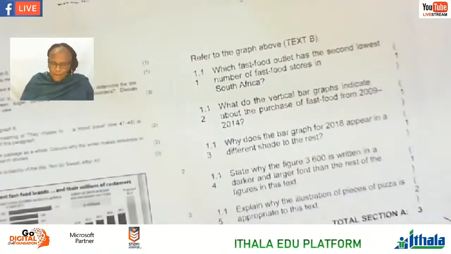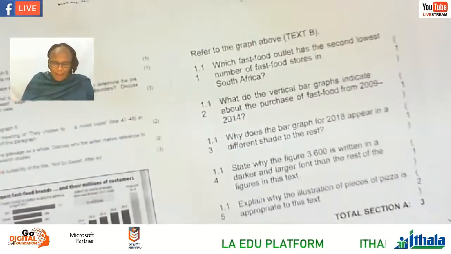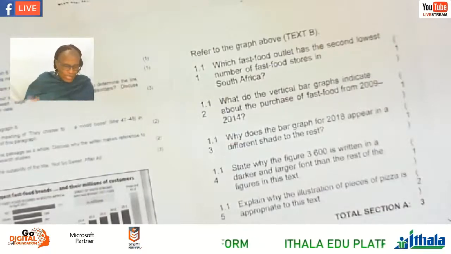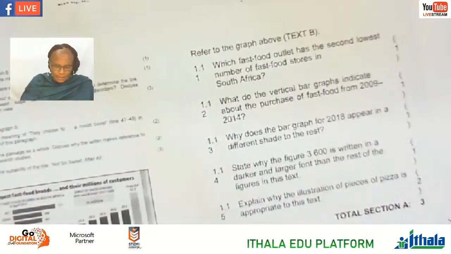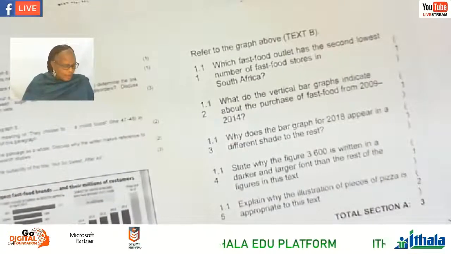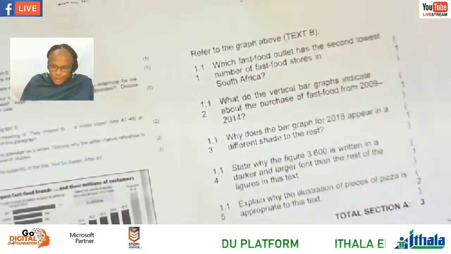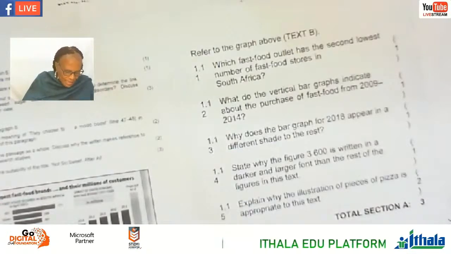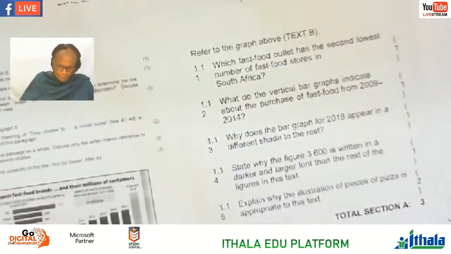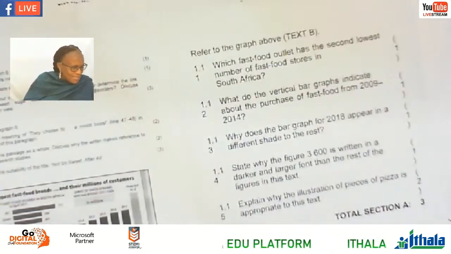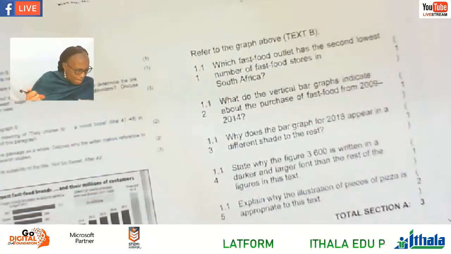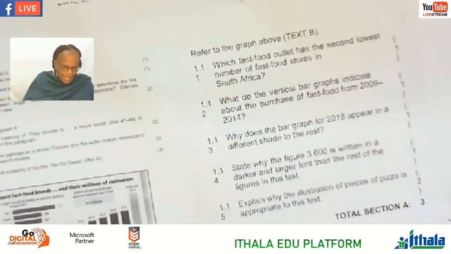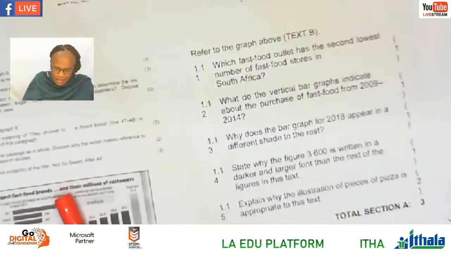But which fast food outlet is the second lowest number of fast food stores in South Africa? Siyayibona ukuthi a second lowest McDonald's. We'll get to 1 mark. Number 2, what do the vertical bar graphs indicate about the purchase of fast foods from 2009 to 2014? There's an increase in the purchase of fast foods from 2009, iyaqhubeka igraph iyaphezulu lapha ku 771.